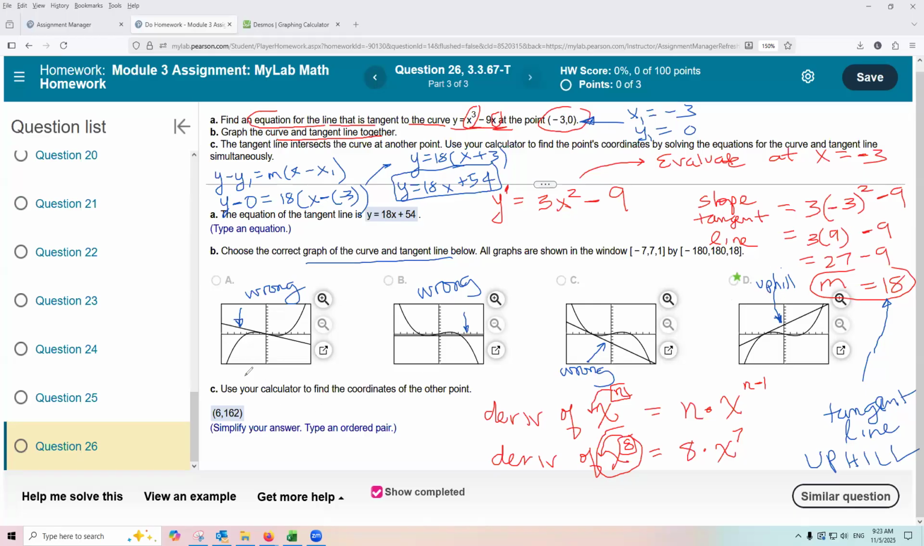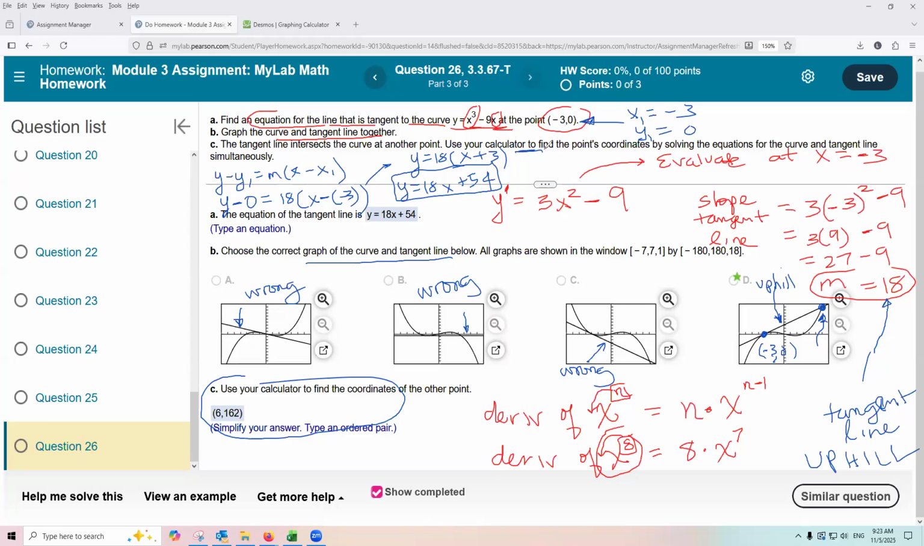All right, let's do one last part here. It says, use your calculator to find the coordinates of the other point where these two graphs intersect. Well, here was the point -3, 0 that they told us about. But if you notice up here, there's another point where the two graphs intersect each other. And they're asking us to use a calculator, meaning a graphing calculator.